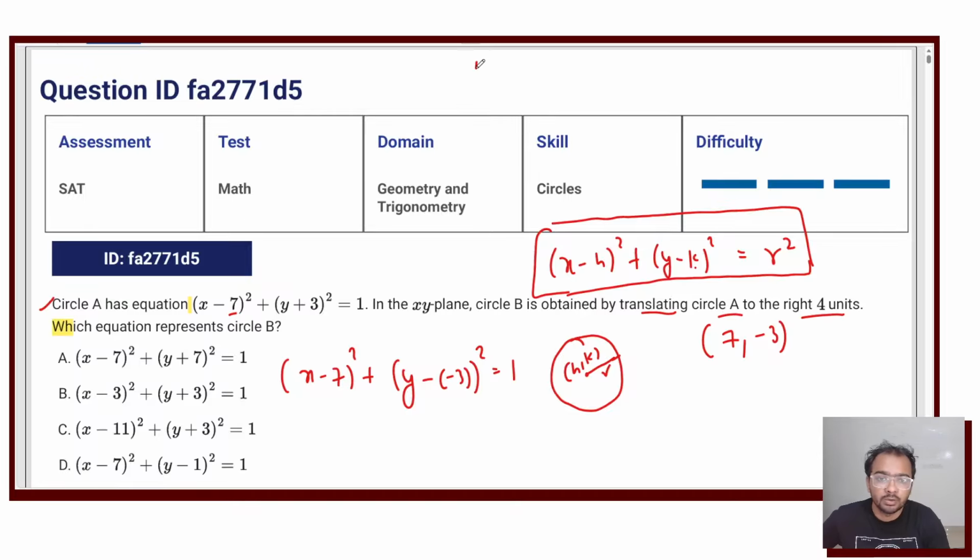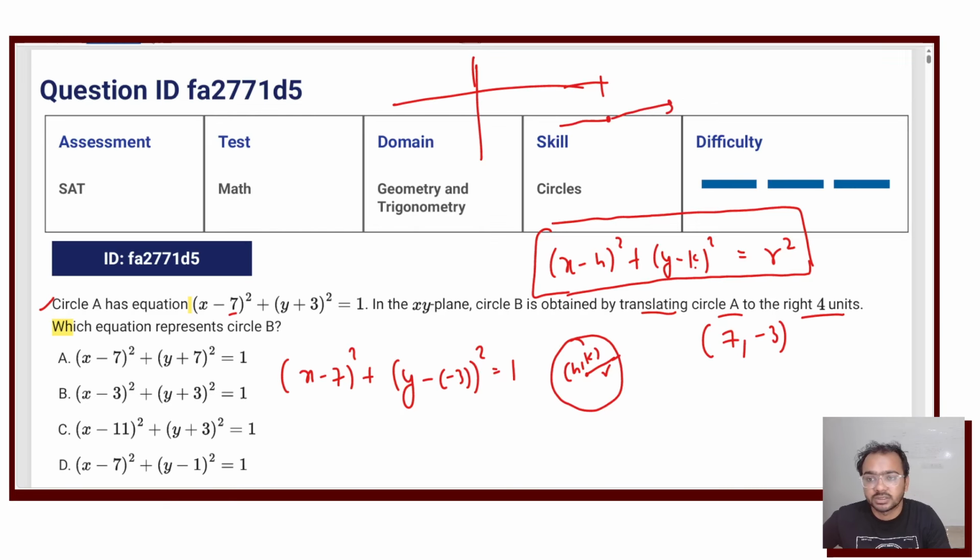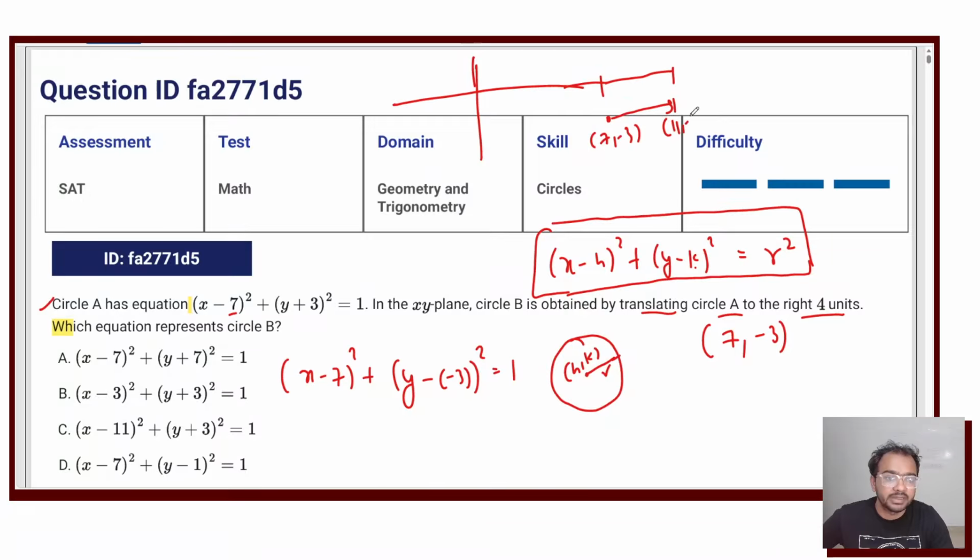So when we make it go right 4 units, what will happen? The x coordinate initially was 7 and y was negative 3, so it will be somewhere here. So making it go towards the right by 4 units will just change the x coordinate of the circle. It won't affect the y coordinate. So the center that was initially at 7, negative 3, now making it go 4 units this side, 7 plus 4 will be 11 and you will be having 11, negative 3.